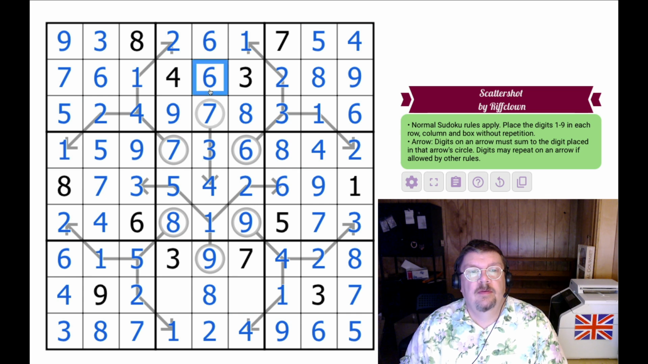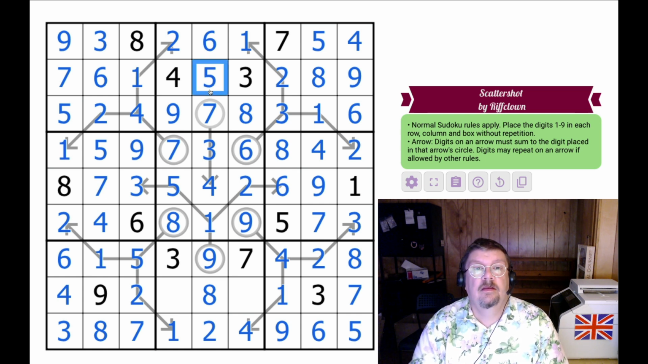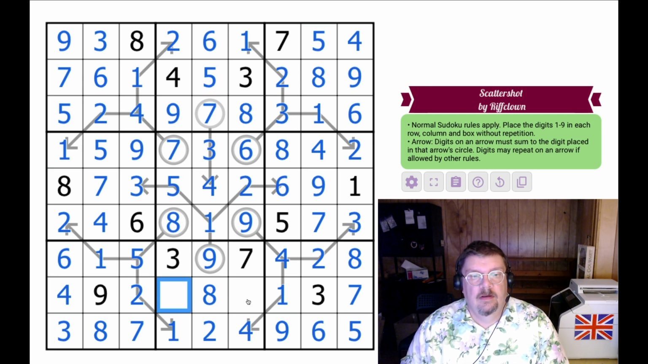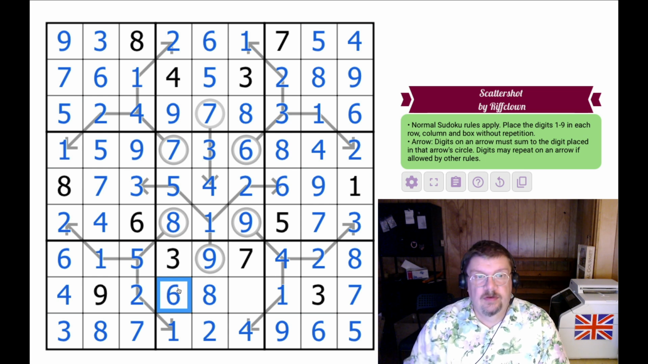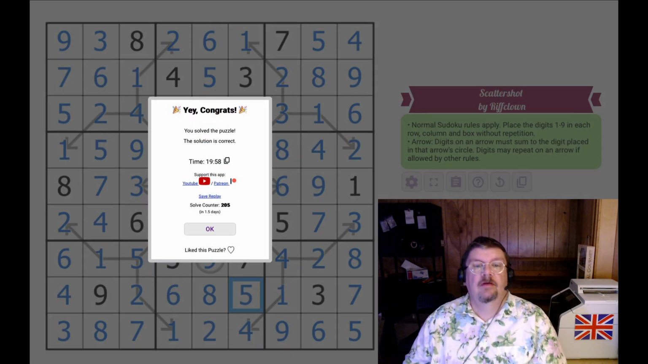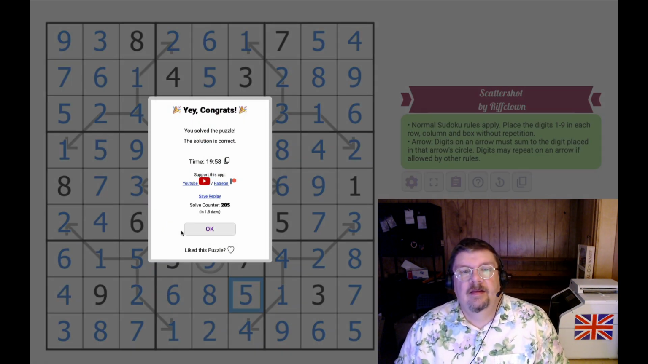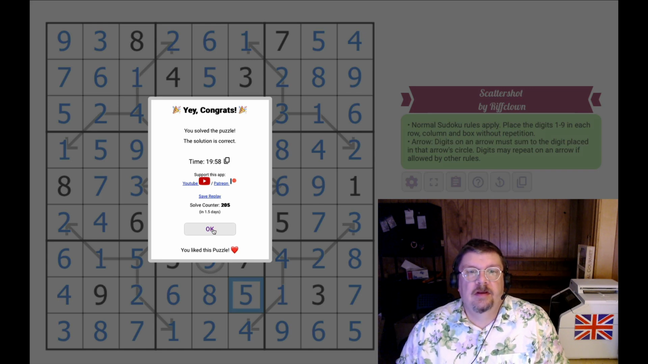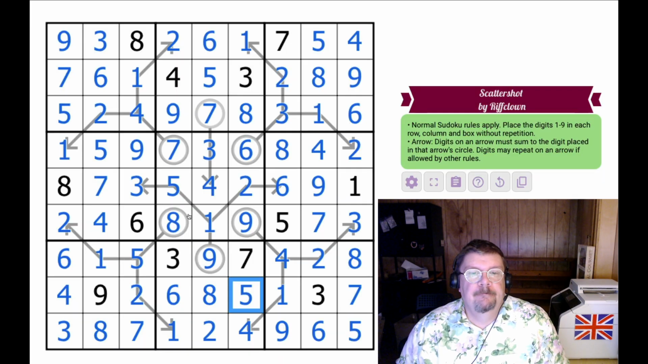Wait, I've mistyped that. That should be a 5, I think. Yes. And then these two are 5 and 6, which is 6 and 5. That is a fun puzzle. Lots of interesting logic there. Yeah, it just all neatly fits together, and it's got great symmetry too.